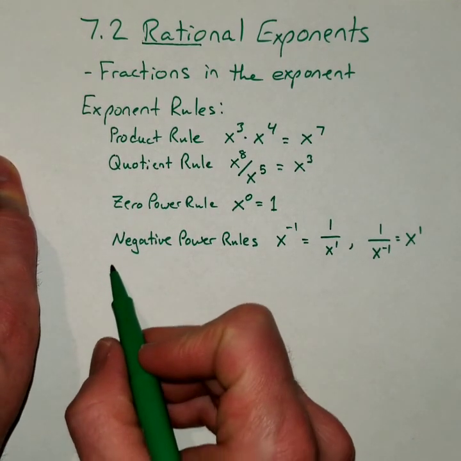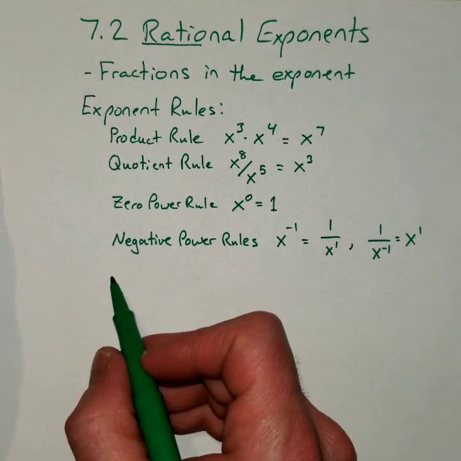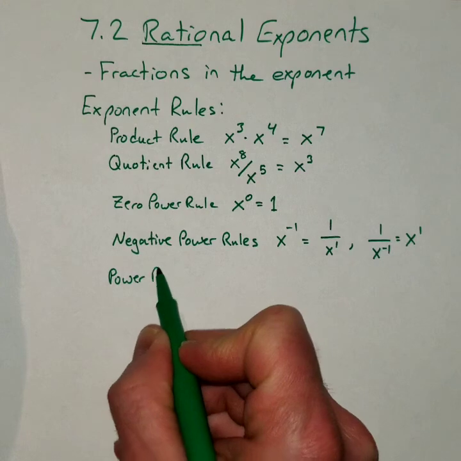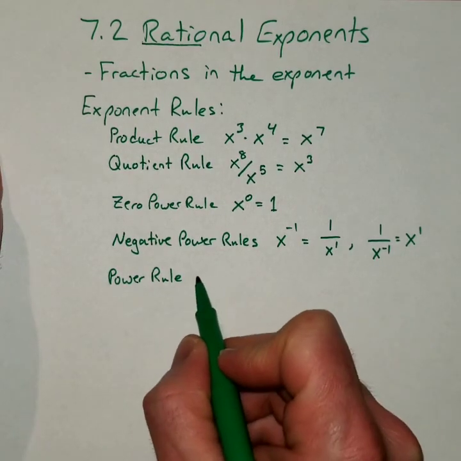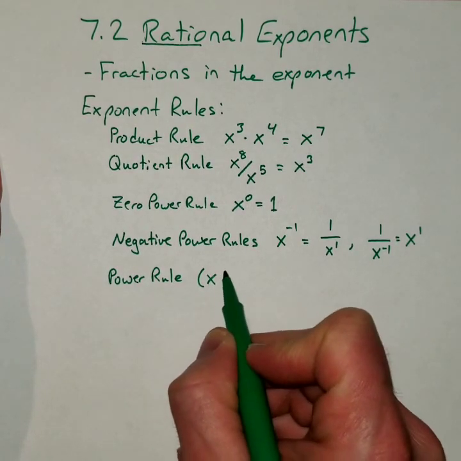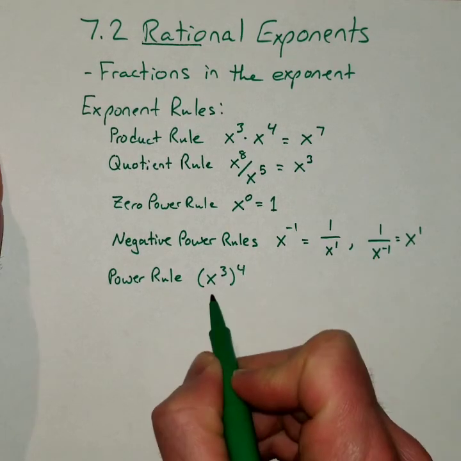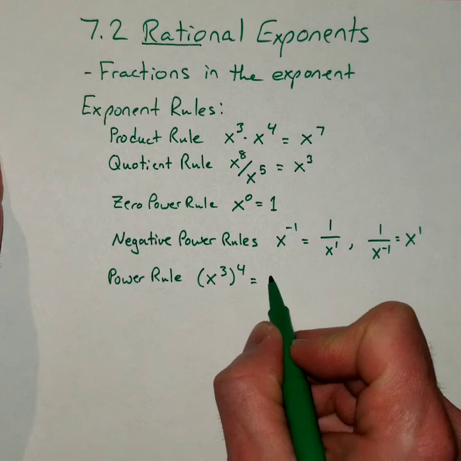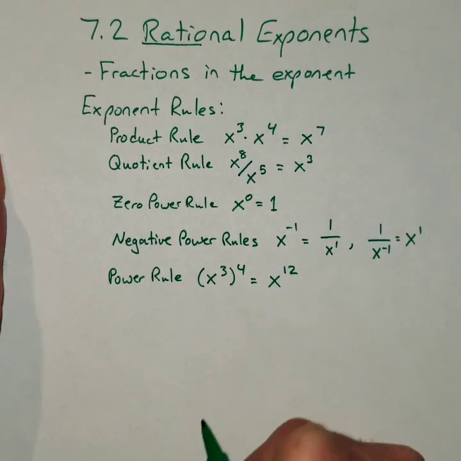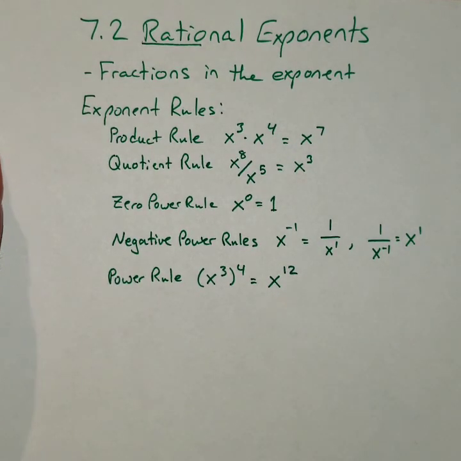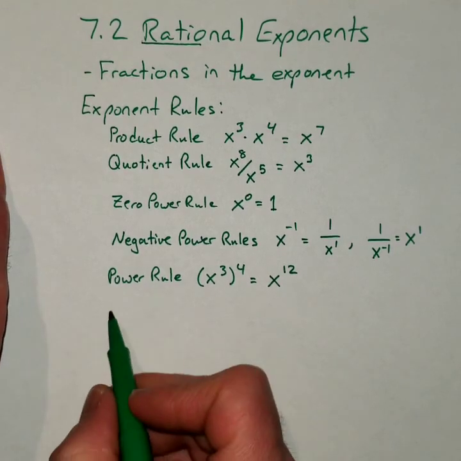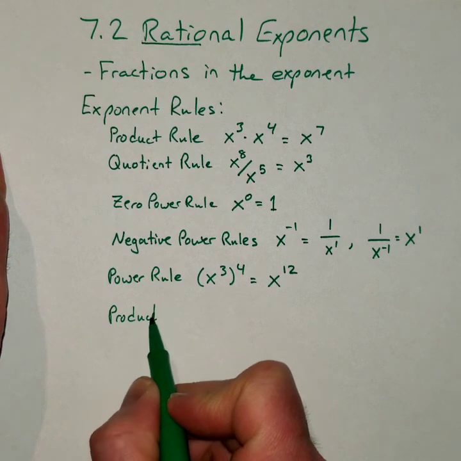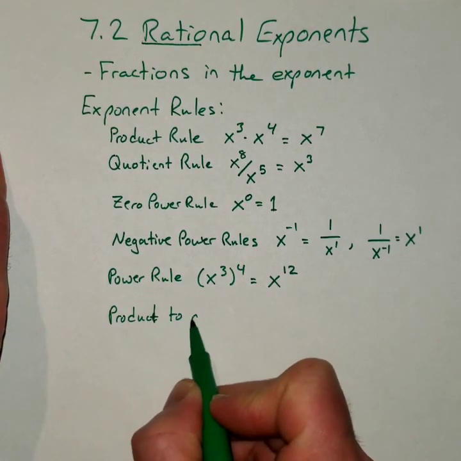We also had the, was it the power rule, which is where if you have x to the 3rd raised to the 4th, a power to a power, you multiply those powers, you get x to the 12th in this case. Okay. We also had product to a power.